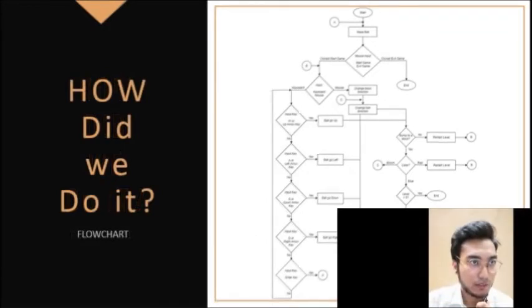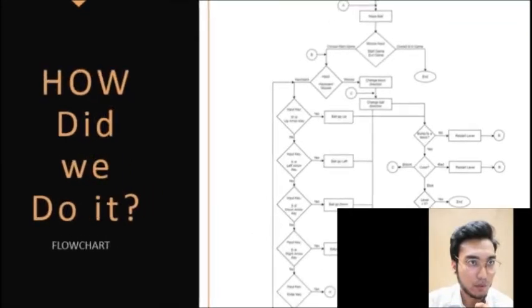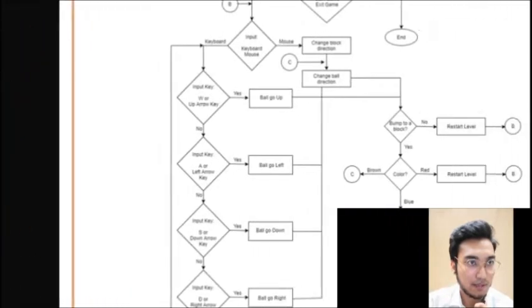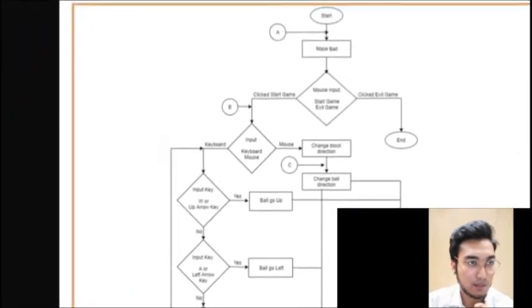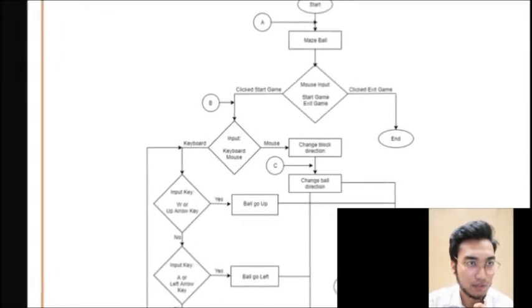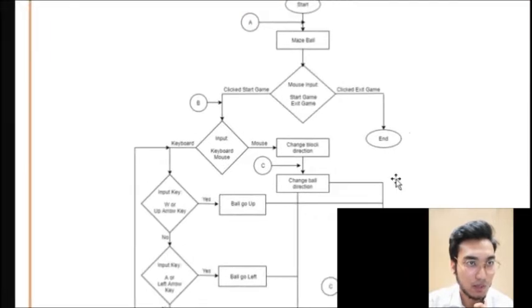This is how our game works. Basically, if you run the program, you will be asked if you want to start the game or exit the game. When you click exit game, the program will terminate. On the other hand, if you click start game, it will begin on level 1 right after. Here, you will need to use both mouse and keyboard. The mouse is used for changing the block direction. The keyboard is used for making the ball go in a certain direction.